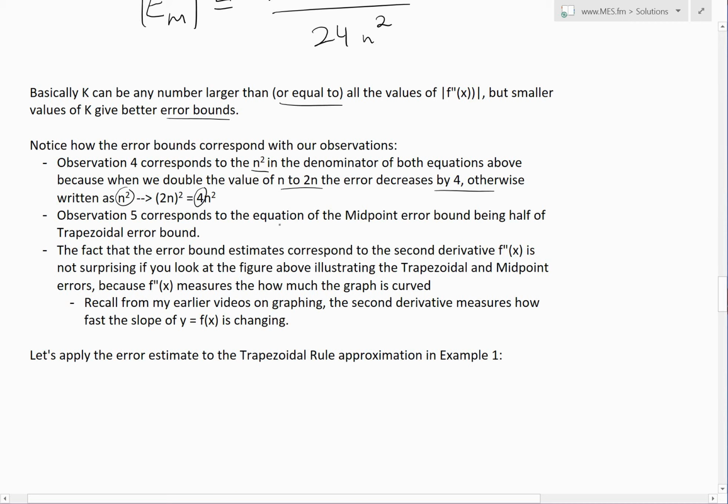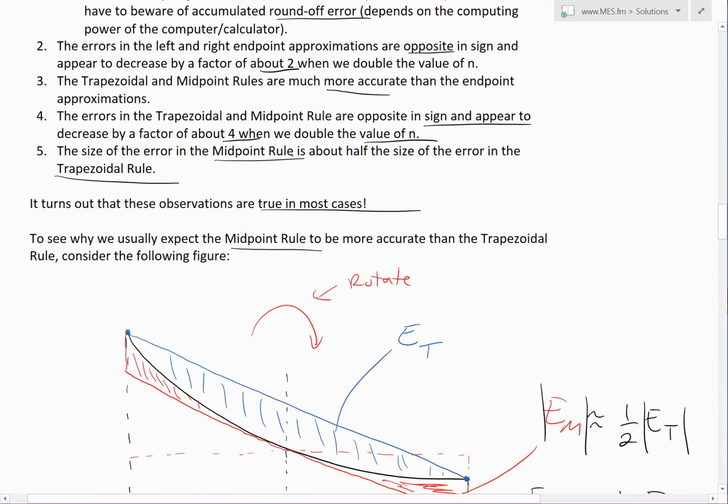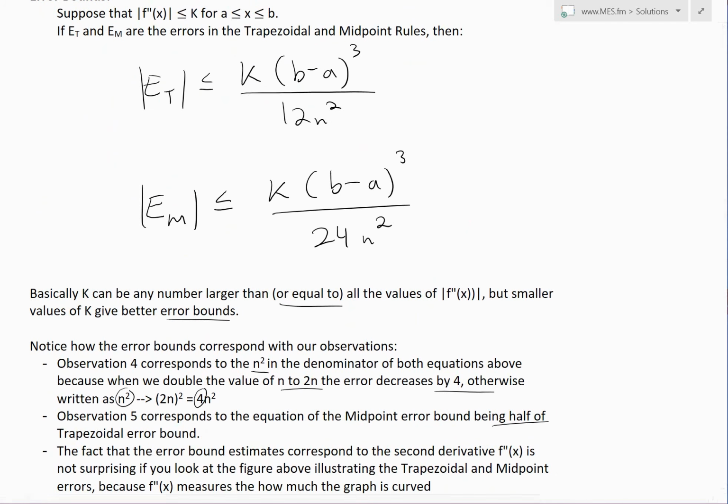And now observation 5 corresponds to the equation of the midpoint error bound being half of the trapezoidal error bound. And that's where I stated it's half of it. So the midpoint rule is about half, and I'll just write it down right here. Half the absolute value of E_T.